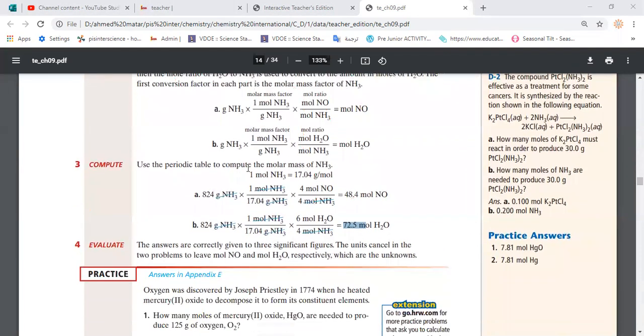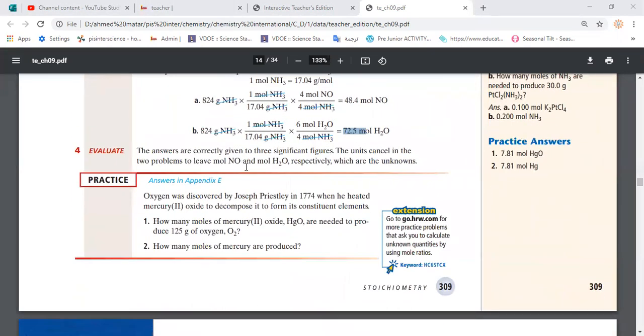Okay, guys. Let's take one more activity here. He said that oxygen was discovered by Joseph Priestley in 1774 when he heated mercury(II) oxide to decompose it into its constituent elements. So how many moles of mercury(II) oxide, HgO, are needed to produce 125 grams of oxygen?